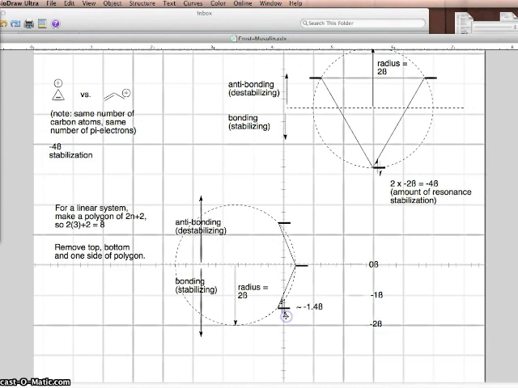Again, we fill the orbital with 2 electrons because there are 2 pi electrons in this allyl cation. In order to calculate the amount of resonance stabilization, we now take this minus 1.4 beta and multiply it by 2 because there are 2 electrons in that orbital.